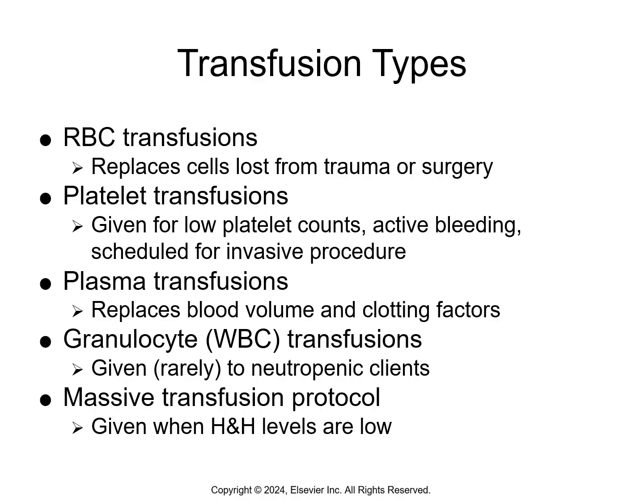Transfusion types: RBC transfusions are used to increase oxygen carrying capacity after a trauma, surgery, or severe anemia. Platelet transfusions are used when the platelets are low or bleeding risk is high. Plasma transfusions are used to replace clotting factors or blood volume. Granulocyte transfusions are rare, but used for severe neutropenia.